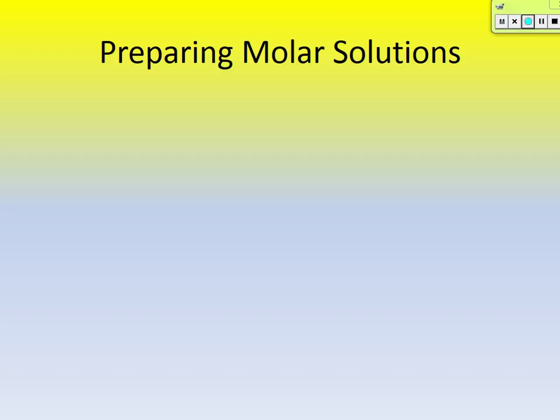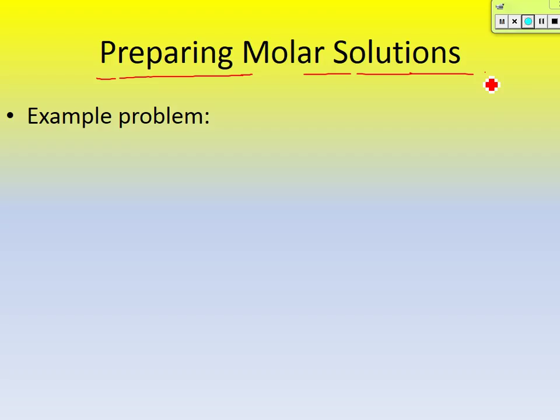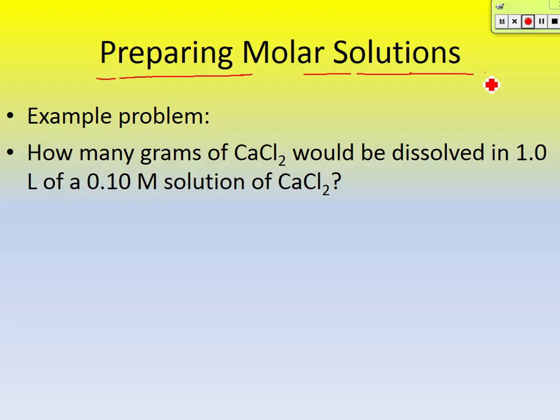What we're going to talk about now is preparing molar solutions. There's going to be a lab that you guys are going to do where I'm going to ask you to prepare different concentrations of Kool-Aid. And these are the kind of calculations you're going to have to do for that lab. So here we go. I've got an example problem first, and this is in the book. I'm going to go over this problem really slow, and I want you guys to write down everything that I write down. Okay? So let's read it first of all.